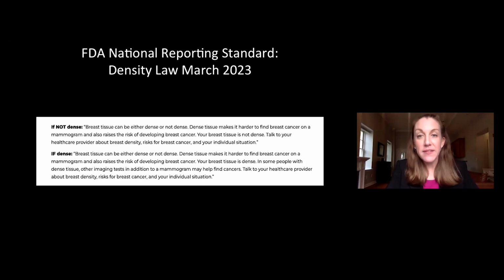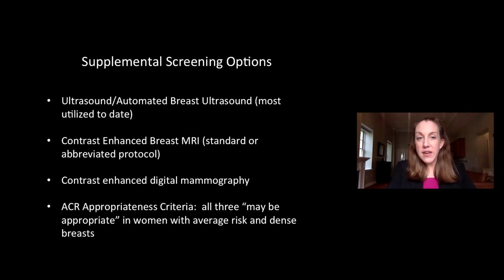And so 18 months in the future, all institutions around the country will have to let women know if they have dense breasts. They'll also have to indicate to them that this could mean decreased sensitivity of mammography, and also increased future risk of breast cancer. However, it does not spell out exactly what patients should be doing for supplemental screening, and if in fact they even definitely need it. So what are the options to date? Well, the most utilized one is ultrasound, either traditional handheld ultrasound or newer automated breast ultrasound.